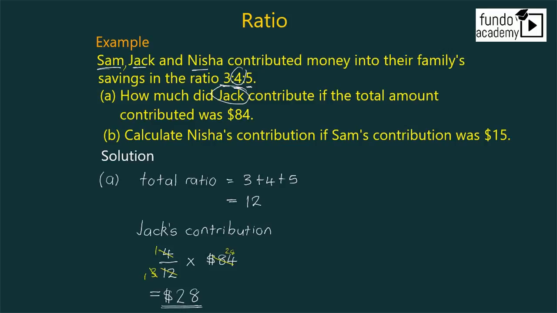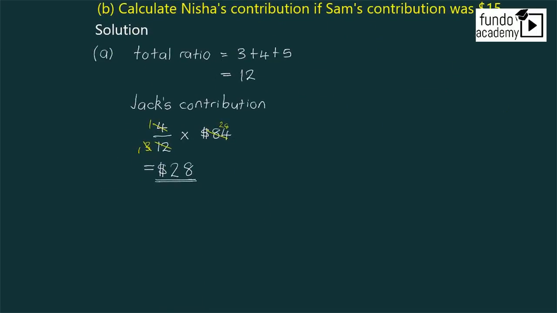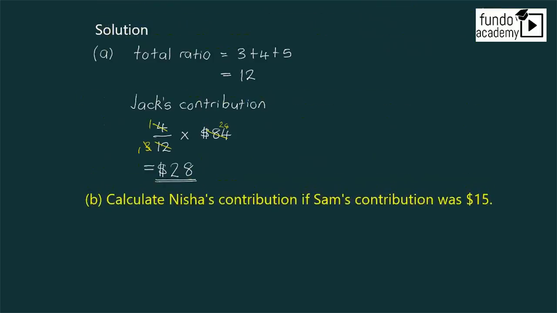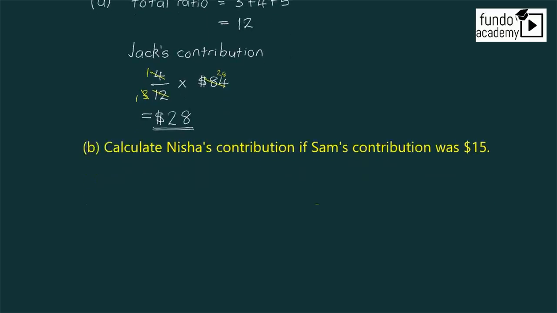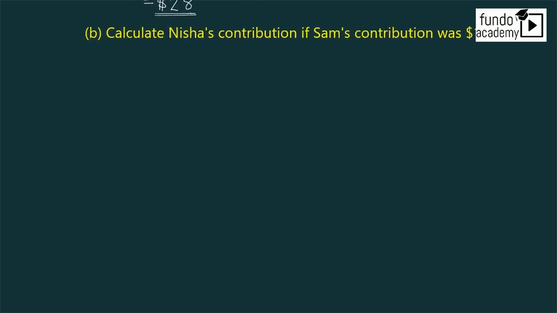And now we want to move on to part B to see what we're going to get. So let's move on to part B. On part B, we want to calculate Nisha's contribution if Sam's contribution was $15. Let's just shift it right here and maybe move up a bit. Remember, we said that Sam, Jack and Nisha are contributing the amount in the ratio 3 to 4 to 5.